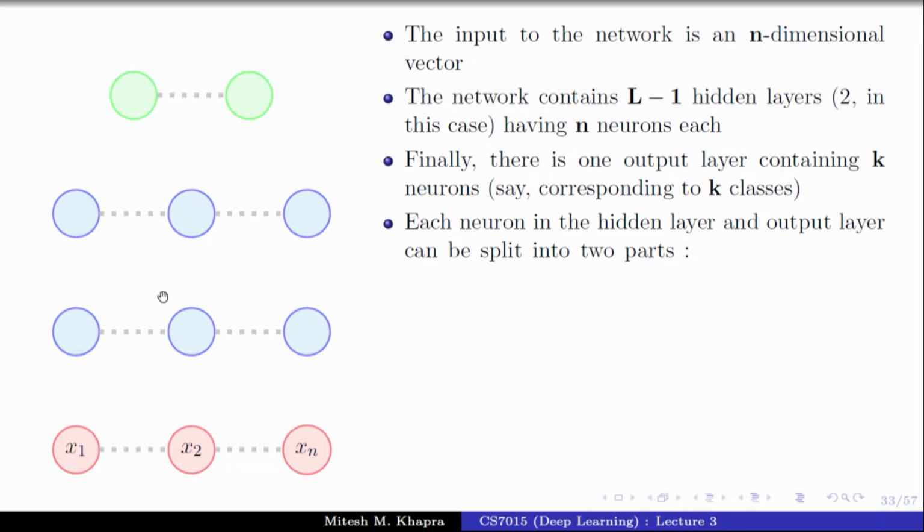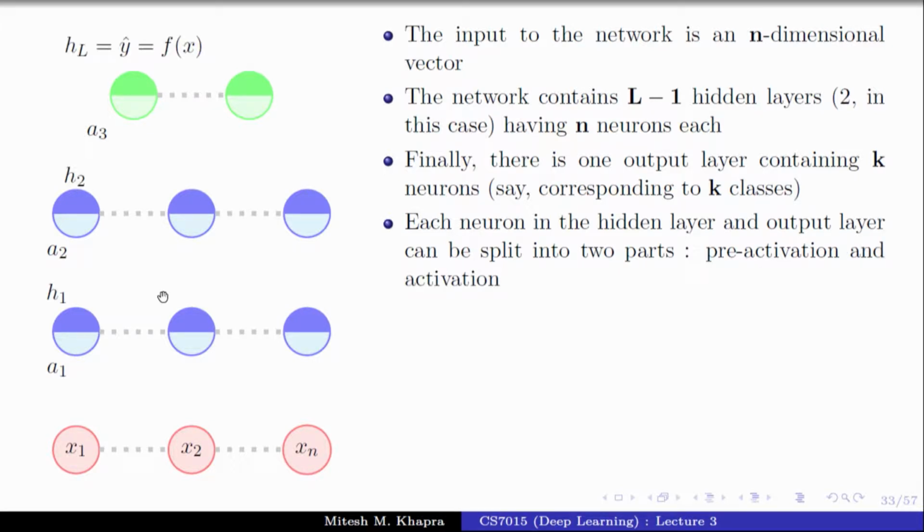So now each neuron in the hidden layer and the output layer, we're going to split it into 2 parts. Okay? So let's see what these 2 parts are. The lower part is called the pre-activation, and the higher part is called the activation. So the lower guys, I'm going to refer to them as AIs, and the upper guys, I'm going to refer to them as HIs.